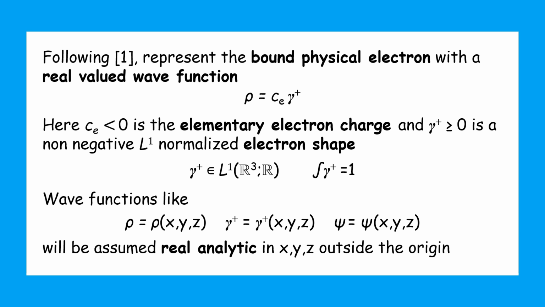Start with the classical representation of the bound physical electron by means of a real-valued wave function ρ equal to the product of the electron elementary charge and a positive wave function gamma plus having integral 1. The wave function gamma plus is the geometric shape of the electron. Wave functions will be assumed real analytic.